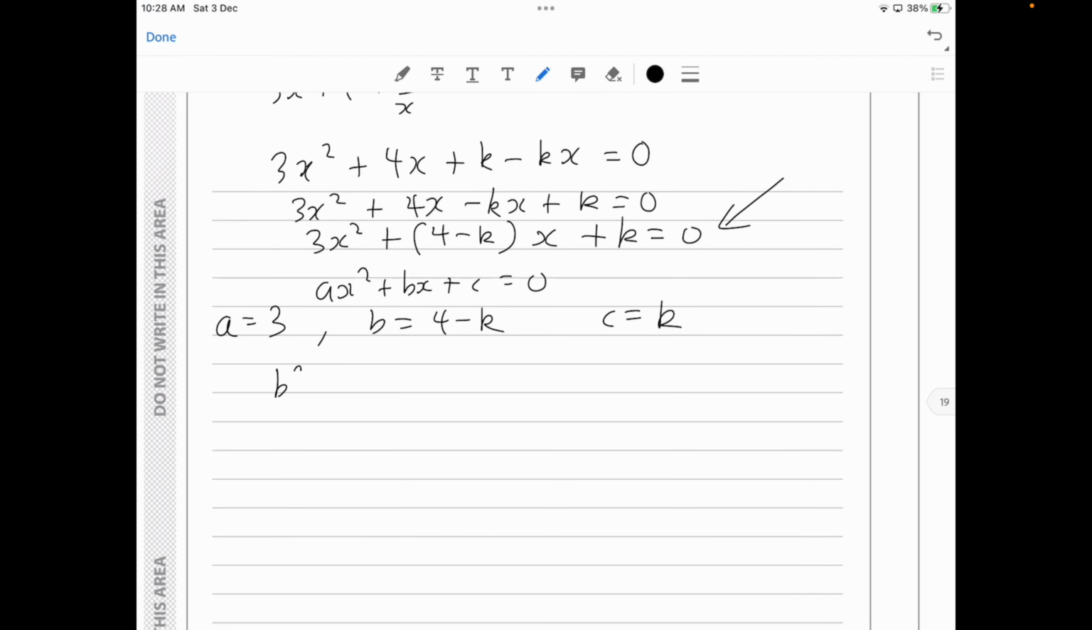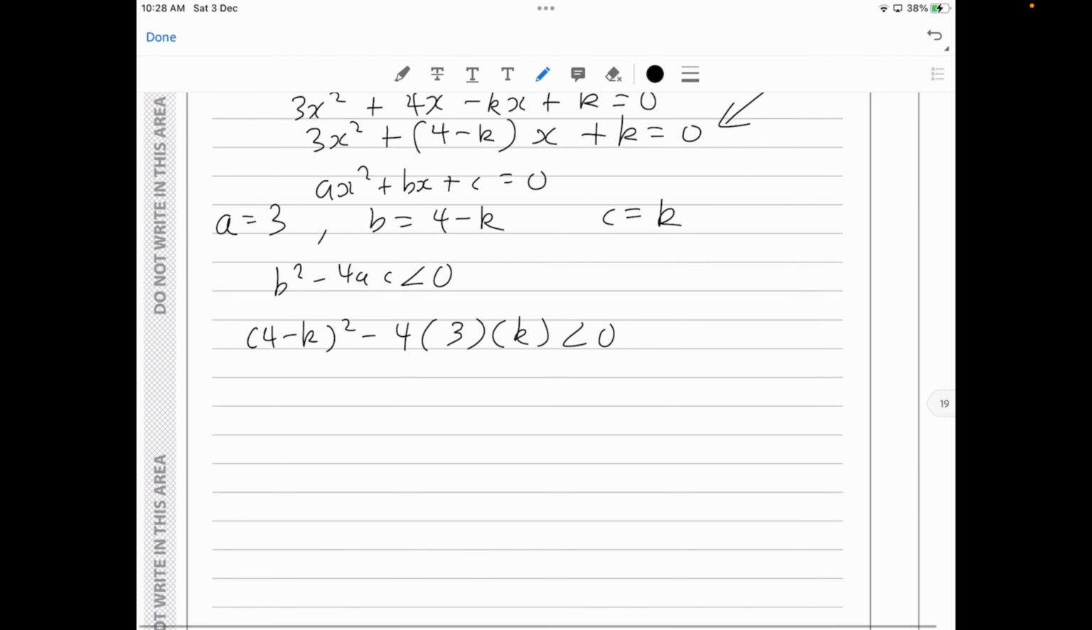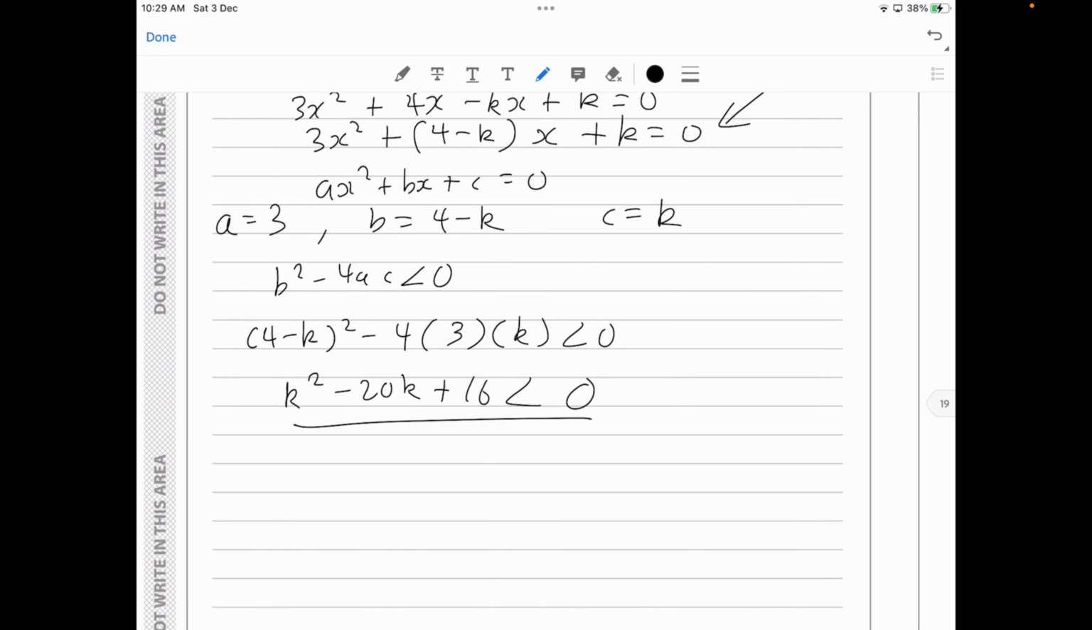So we can use the b squared minus 4ac concept less than 0. We know (4 minus k) squared minus 4(3)(c) is less than 0. Once you expand and simplify all of this, you should get a new quadratic inequality: k squared minus 20k plus 16 less than 0.